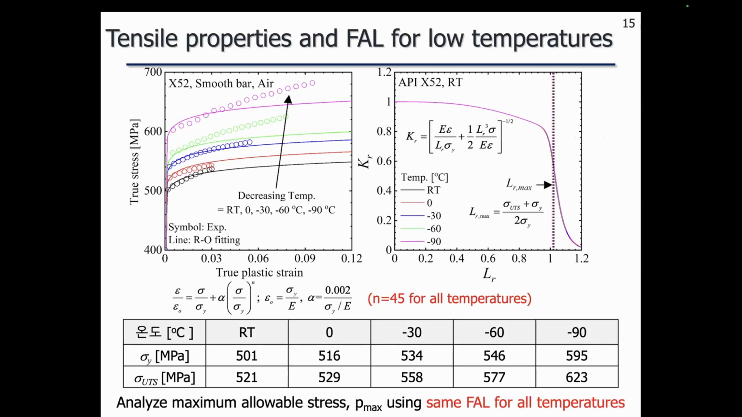For determination of the failure assessment line, which is the criteria line for the fracture, the stress strain curves from the tensile tests were used, and the Ramberg-Osgood relations were used. It shows that the FAL for all temperatures has the same shape, so therefore we use the same FAL for all temperatures.